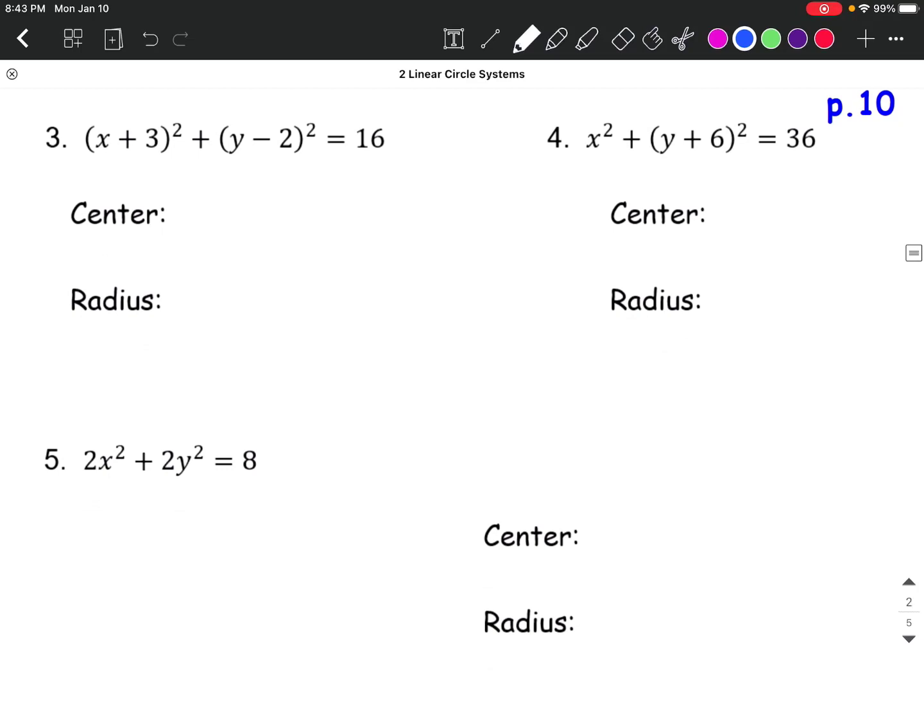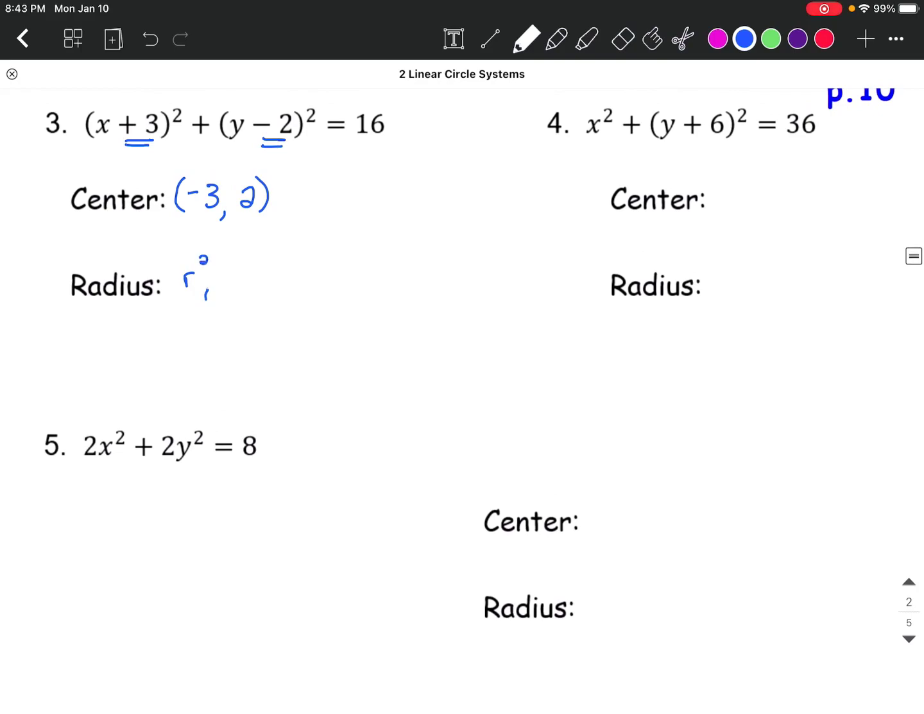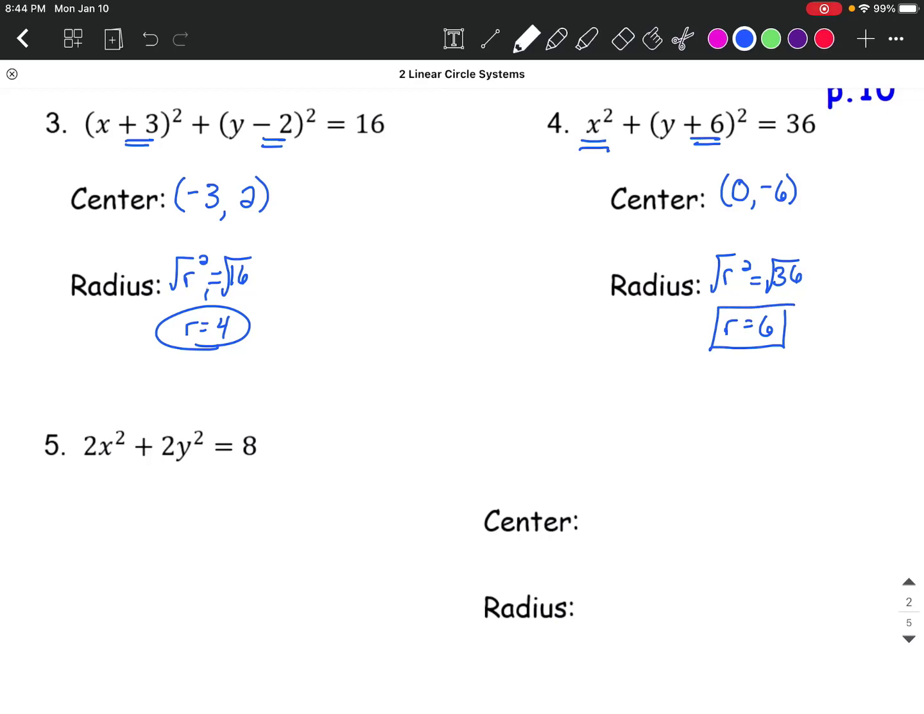Let's try a couple more here. When we look at number 3, what am I going to do for my center? I'm going to change it to a negative 3. I'm going to change it to a positive 2. My r squared is 16. I square root both sides. My radius is 4. If you look at number 4, I'm not subtracting or adding anything to the x, so it's just 0. The plus 6, I change to a minus 6. My r squared is 36. Square root both sides. R is 6.